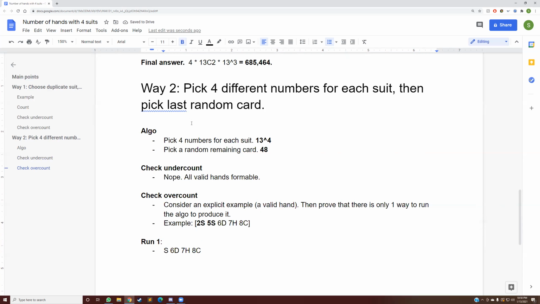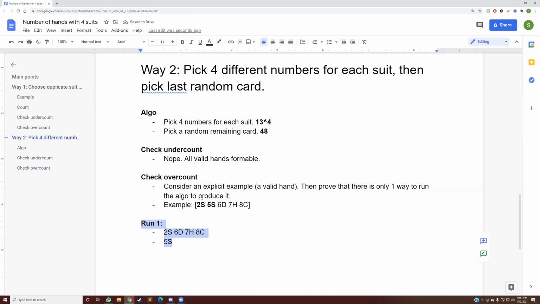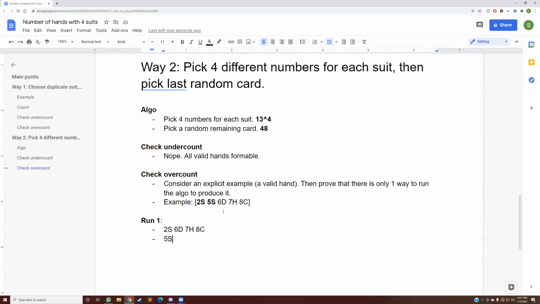For this example hand, you have no choice for the pick 4 numbers for each suit. For the diamonds, hearts and clubs, it's already fixed, right? Yeah. What about the spades? Guess we could do 2. Okay. And then for the second step of the algorithm, pick a random remaining card. You would have to pick 5. Okay. Is this the only way to run the algorithm to produce this hand? Nah. What's the other way? 5, 6, 7, 8, and then 2.